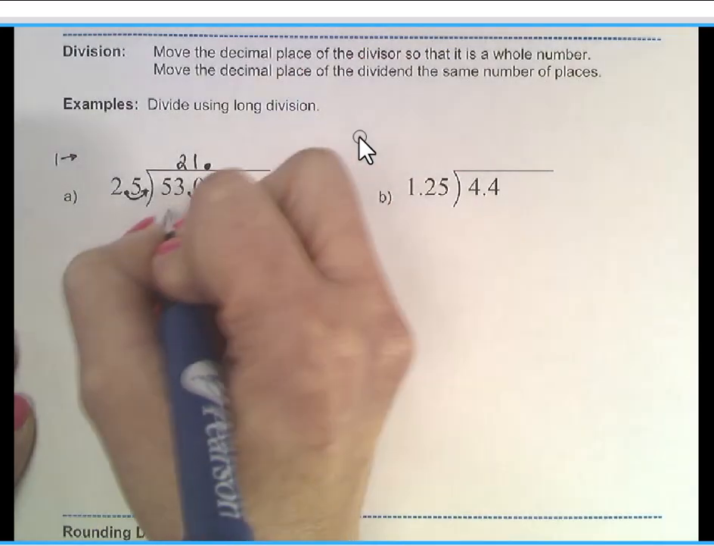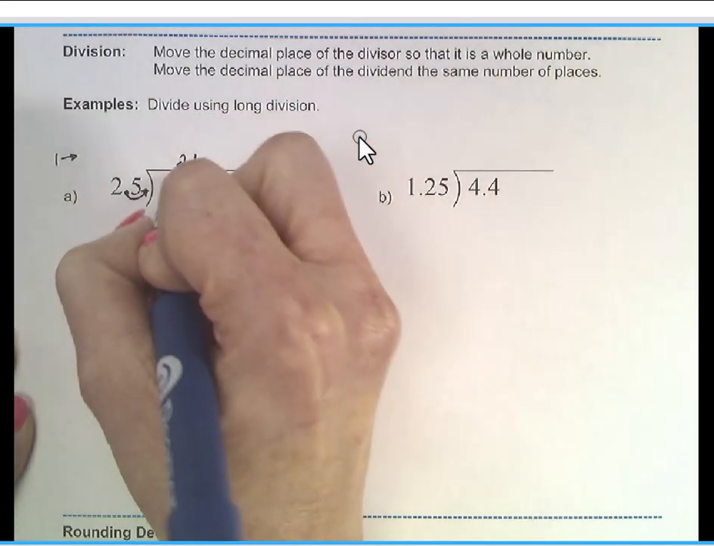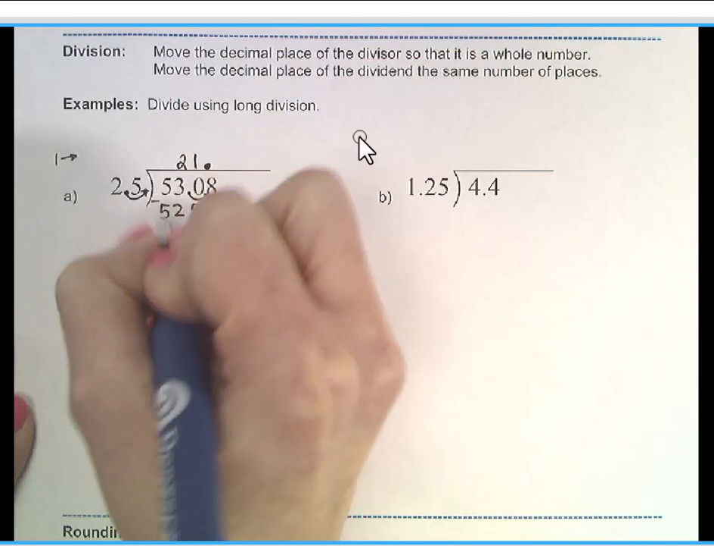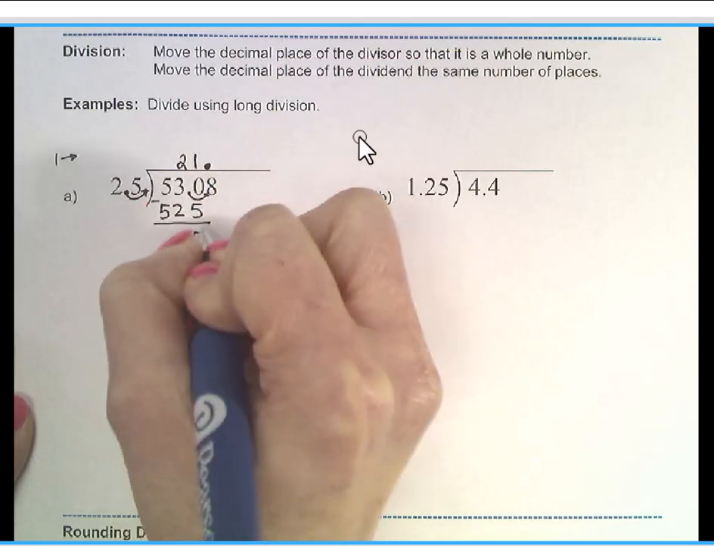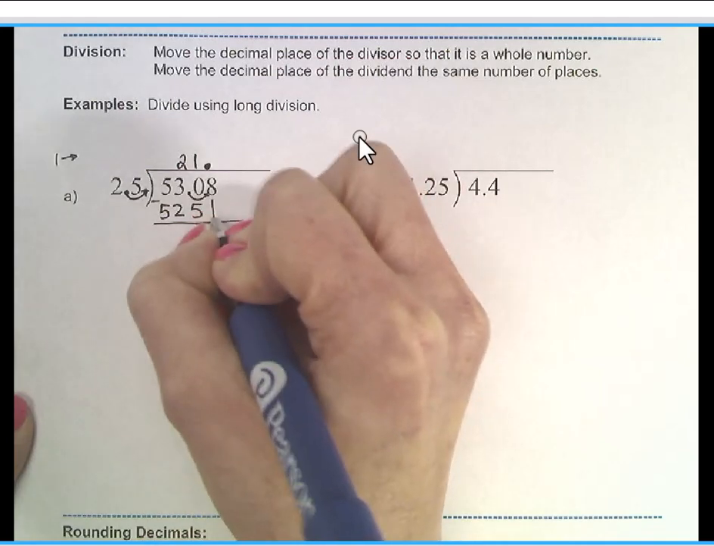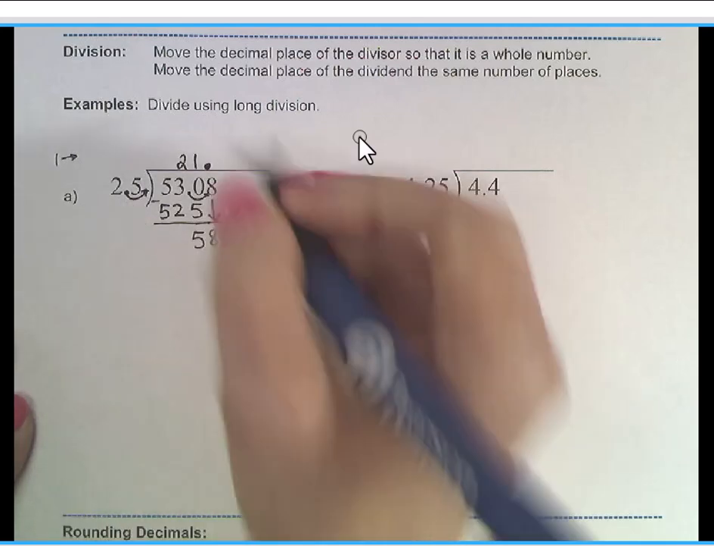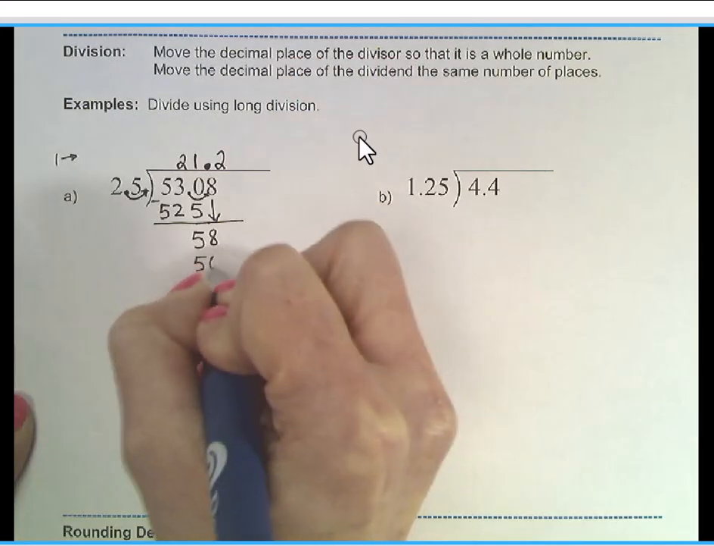Let me see if that's right. 21 times 25. Yeah, 525. Seemed like it wasn't right there for a second, but it is. 525, and then we're going to subtract. 530 minus 525 is just 5. And then you carry down your 8. And how many times does 25 go into 58? Well, it goes in there twice. 2 times 25 is 50.